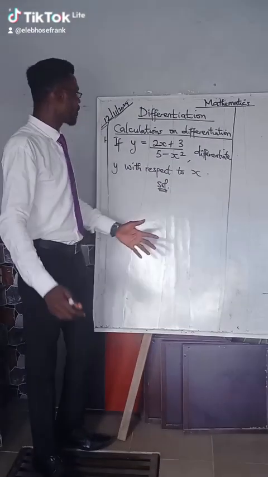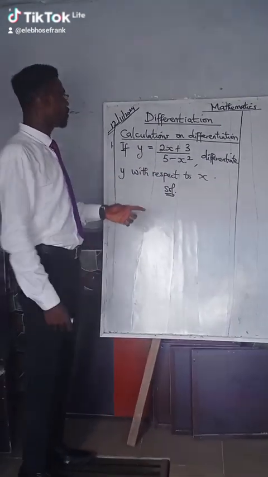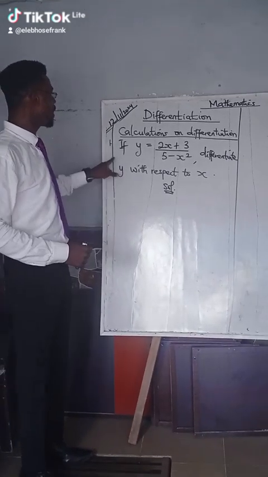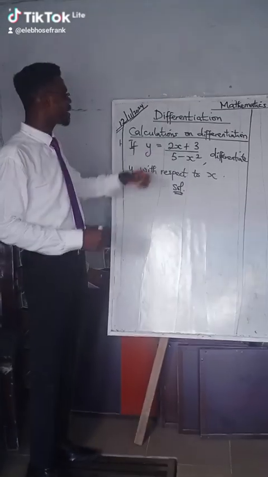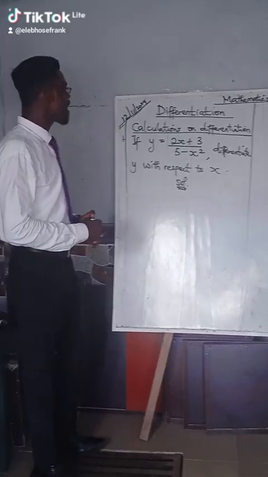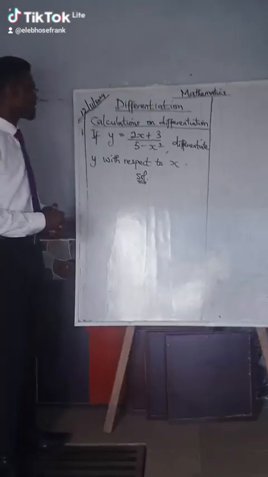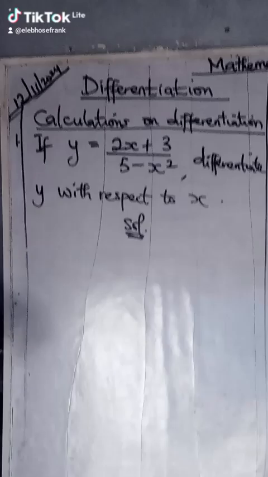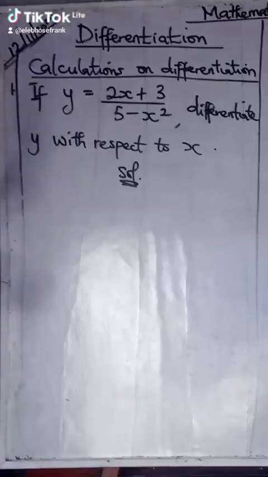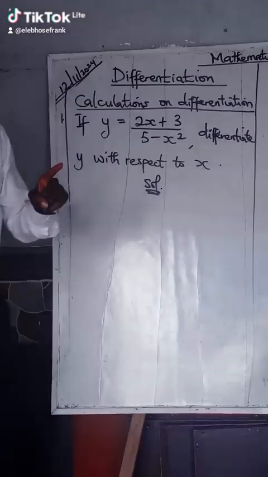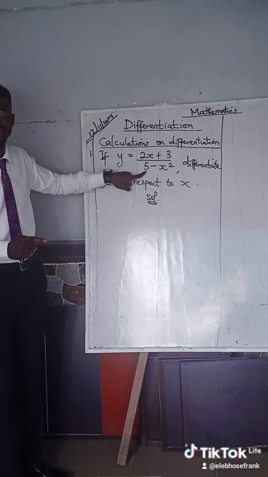Alright, now we have a question on the board. Calculations on differentiation. If y equals (2x + 3) over (5 − x²), differentiate y with respect to x. Now, let me see if you are following. Under what technique can we classify this question?